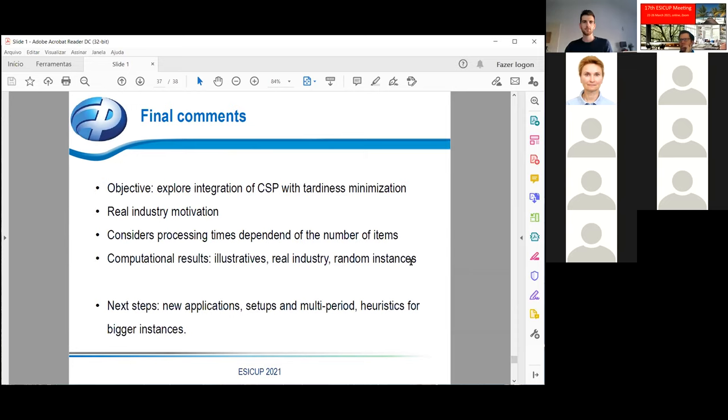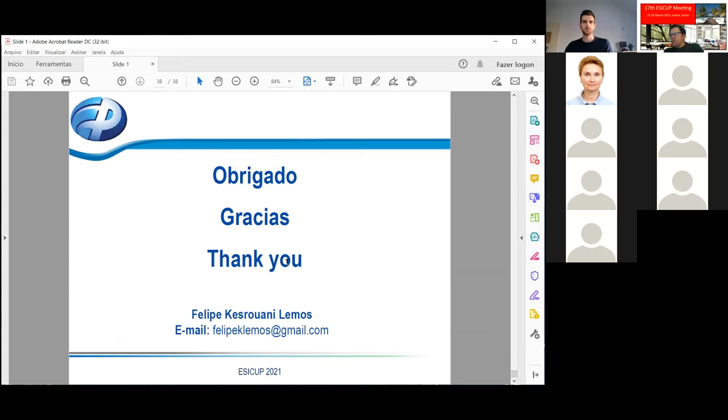We believe our next steps would be new applications in other areas, considering setups on the processing time formation, and also multi-period approaches for the demands, as well as heuristics for bigger instances.